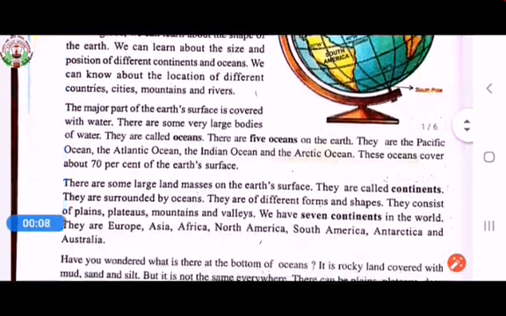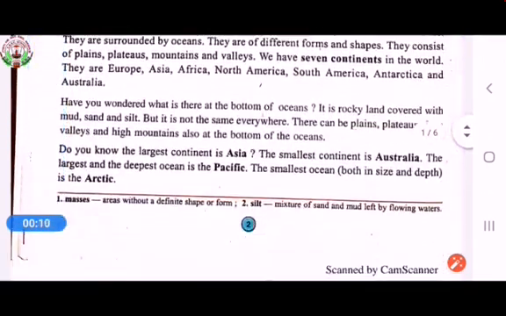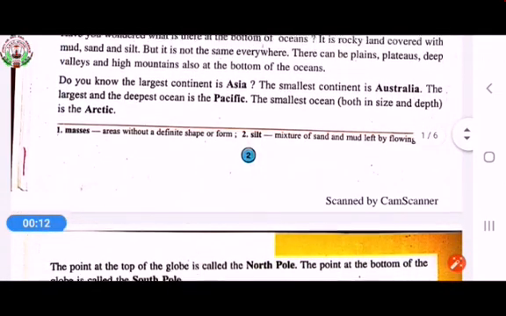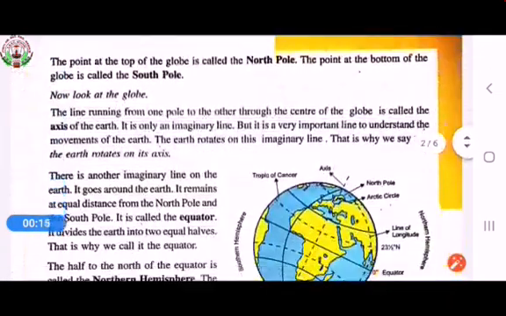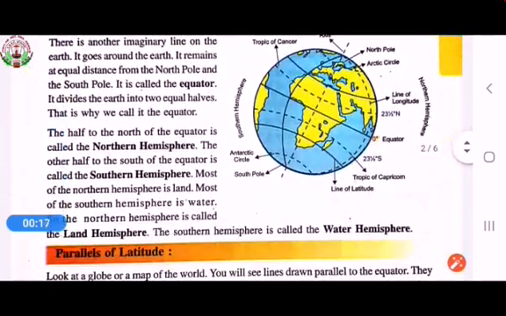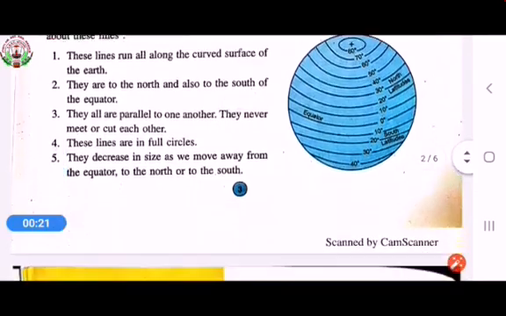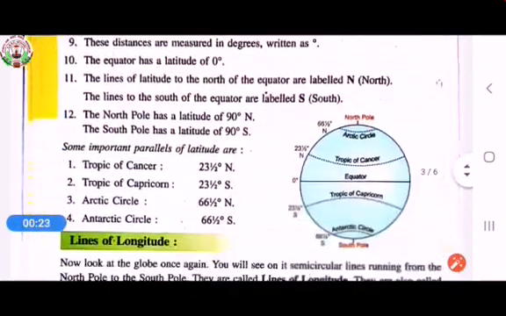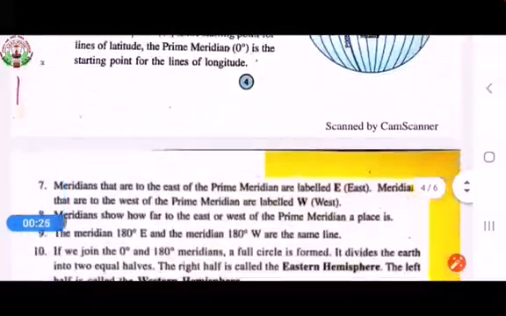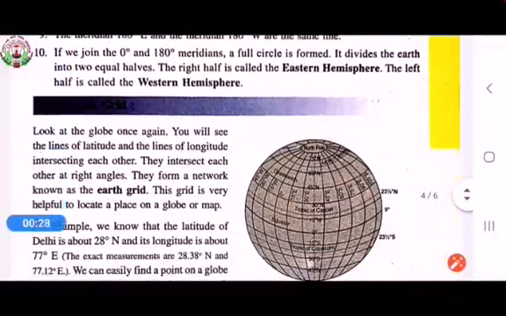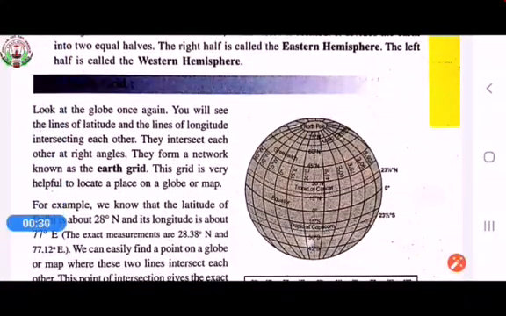As you have already learned in previous class about the globe, the axis of the earth, poles, equator, hemisphere, parallels of latitude, longitudes. Students, today we are going to start the next topic, that is the earth grid. First I will tell you what is the earth grid.